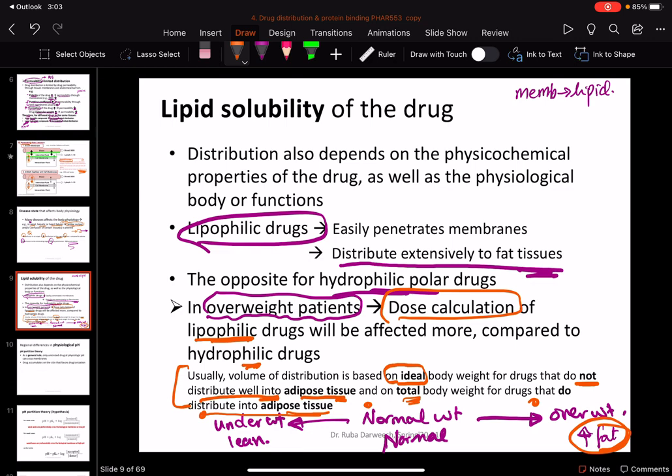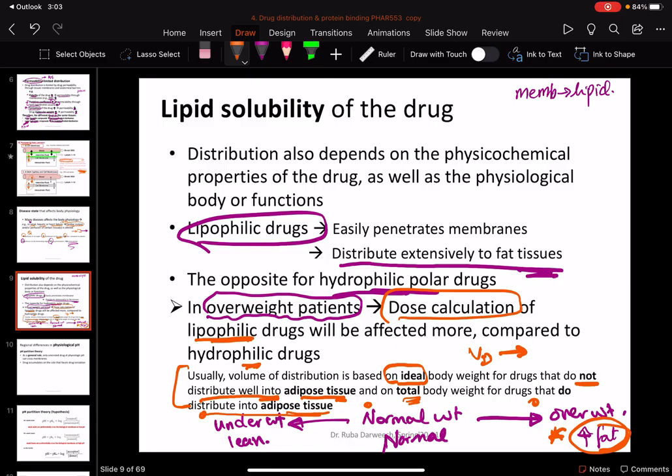We are talking about volume of distribution, but for the Vd calculation we will have equations that take into consideration that if the drug is lipophilic, then we need to use some adjusted weight. We have three kinds of weights: the ideal body weight, the lean body weight, which is the normal, and the adjusted body weight. Each has a correction according to the kinetics of the drug, either if it goes into the adipose tissue or not.